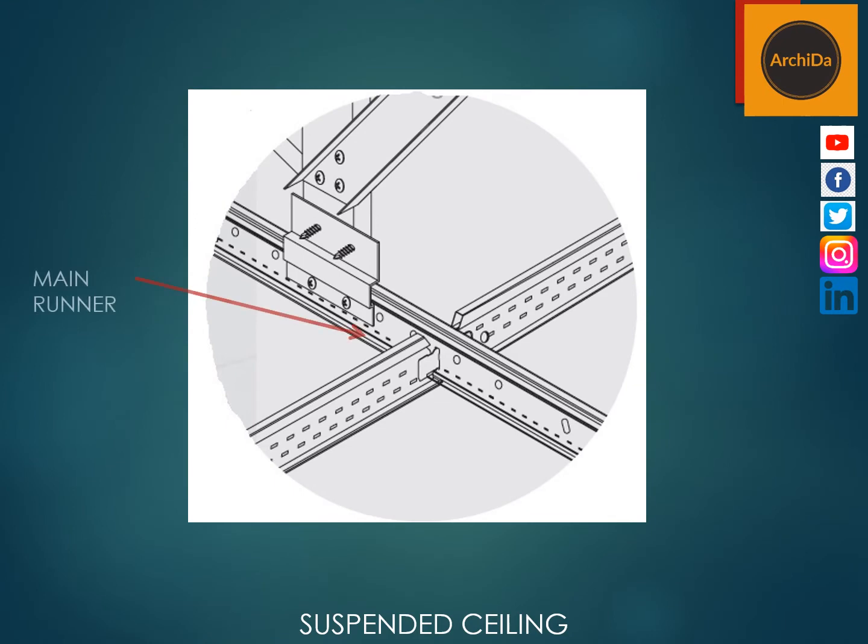As you can see, this is a 3D of the main runner and the cross T's. Meaning to say, the main runner again is one whole piece while the cross T is several smaller pieces. When ordering your main runner and cross T's, you will notice that it is full of holes because this is where you start adjusting the distances of your cross T's.